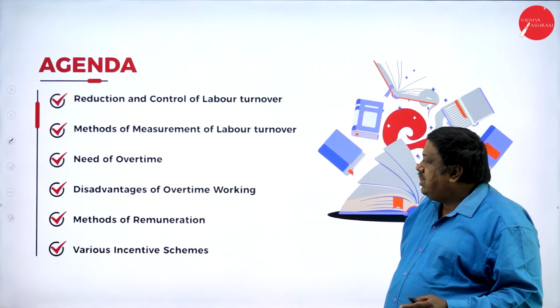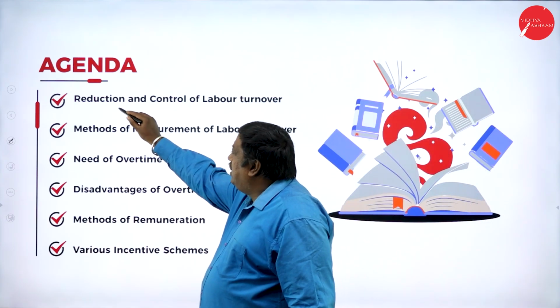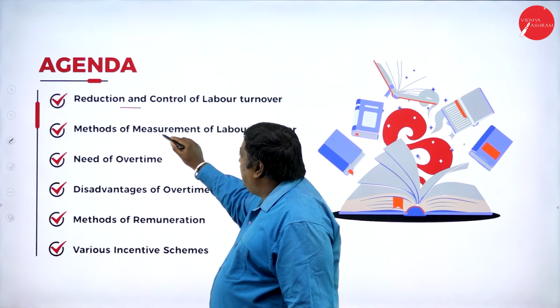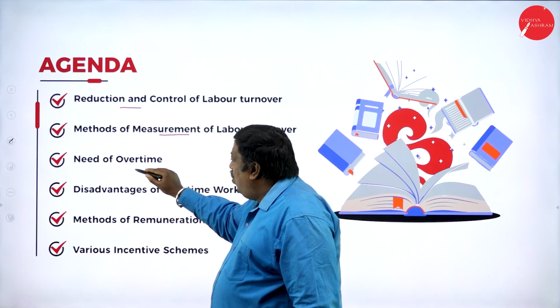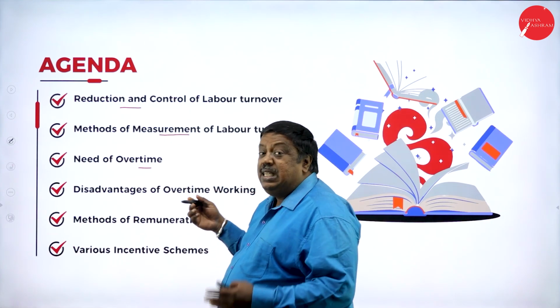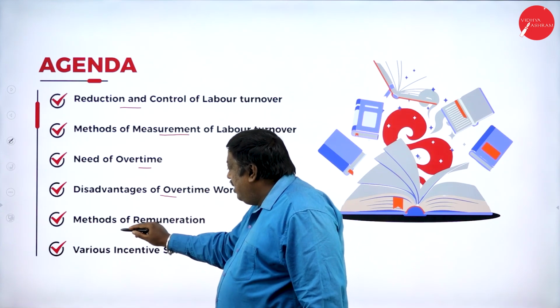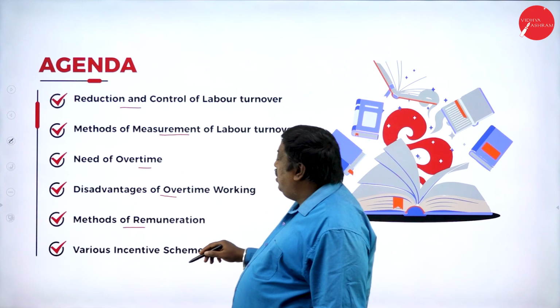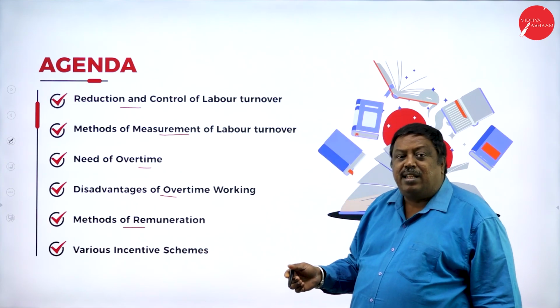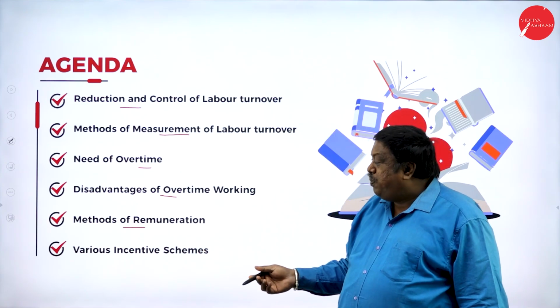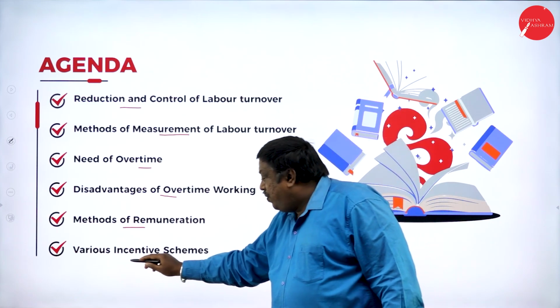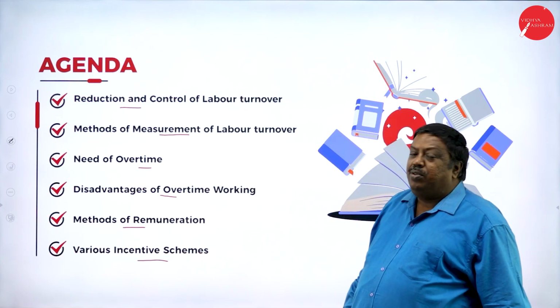Now, we are going to discuss how to reduce that. So, how many methods are there to measure that? What is overtime and why is it required? What are the disadvantages? And finally, we're going to enter into methods of remuneration, which is nothing but the wages we are going to pay, and how many different types of incentive schemes there are, we're going to discuss.